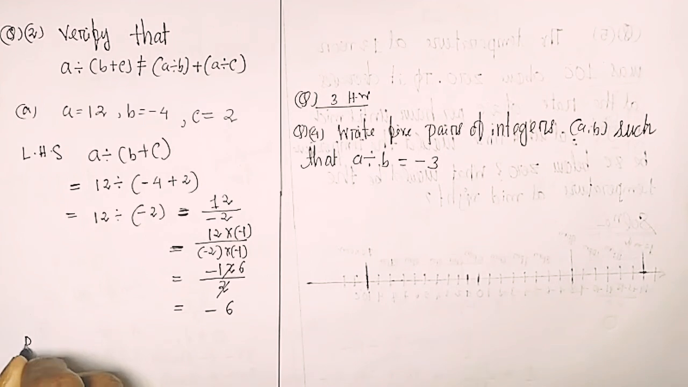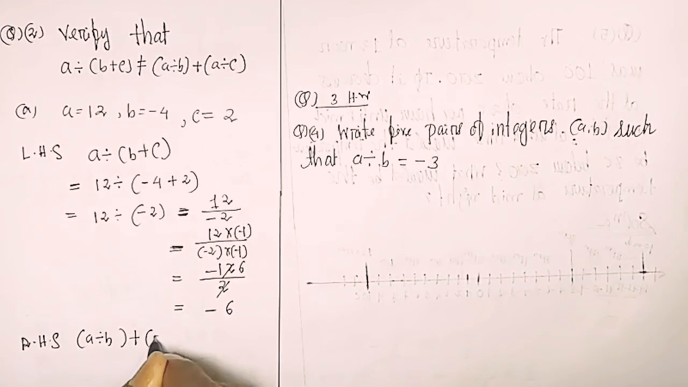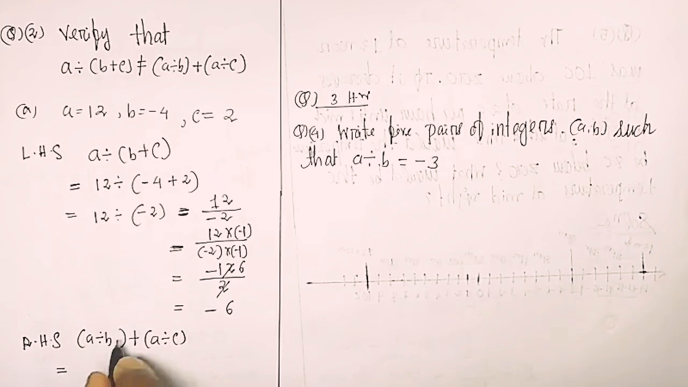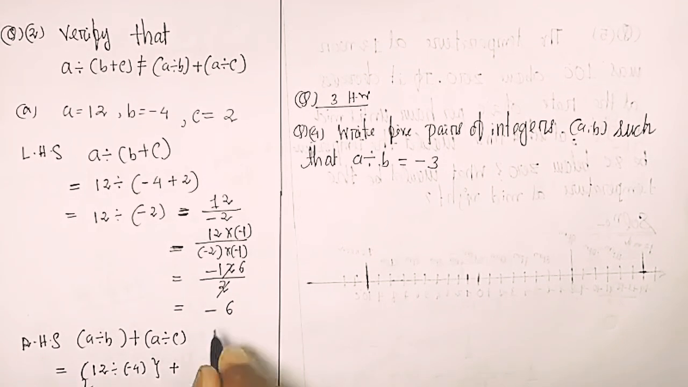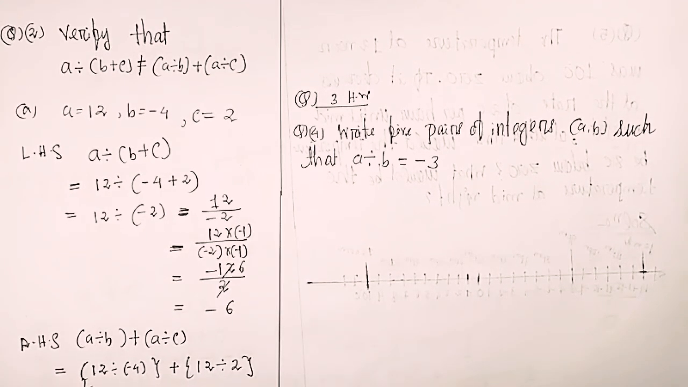Now go to the right hand side. This is the right hand side, RHS: A divide B plus A divide C. So what is the value of A? 12 divide minus 4, bracket close, plus A means 12 divide 2.